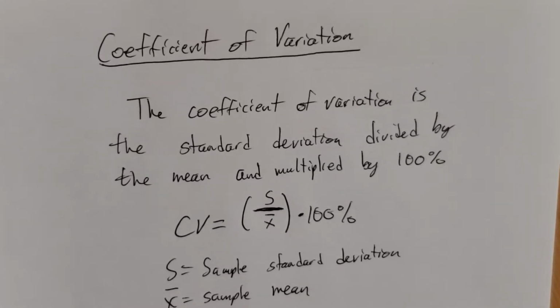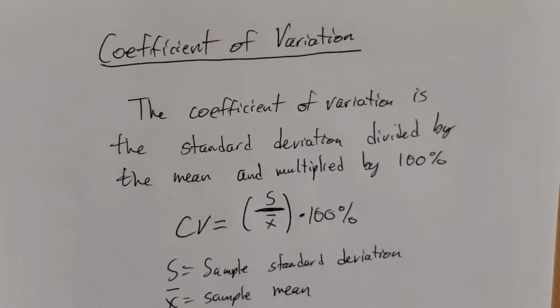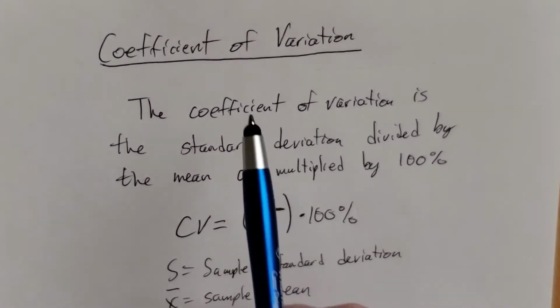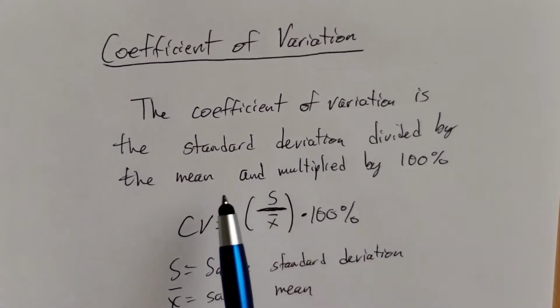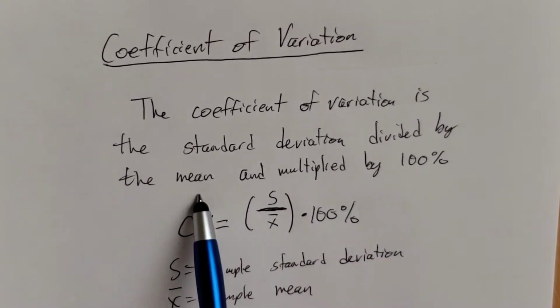In this video, we want to continue with the topic of variance or dispersion of the data. And here we're going to start with the coefficient of variation. So the coefficient of variation is the standard deviation divided by the mean and multiplied by 100%.